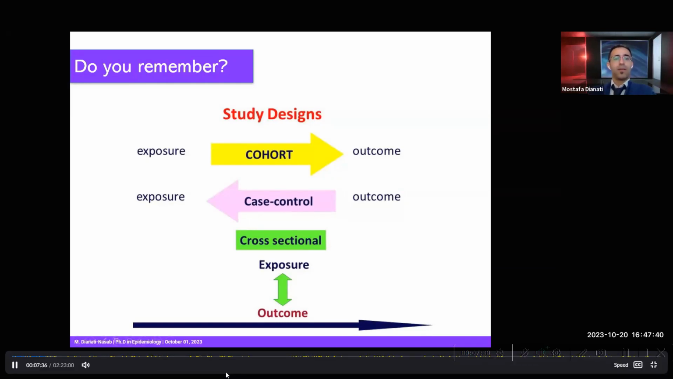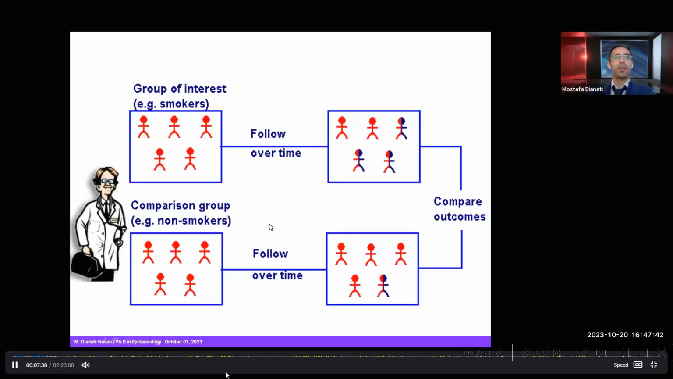So let's open this topic a bit more. Let's delve into it. Suppose you are a researcher and you are going to see the effect of smoking on the occurrence of cardiovascular diseases. So here you have smokers and non-smokers.